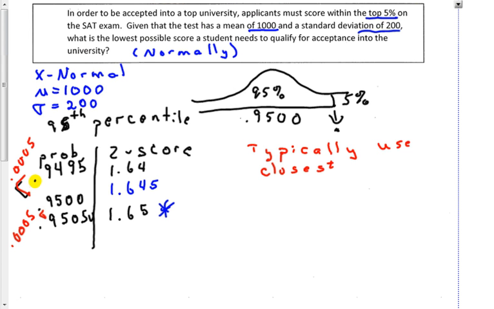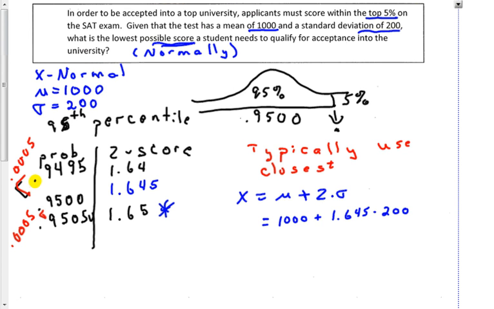But what we were asked for is the actual score, which means that is an x value. And x is equal to mu plus z times sigma. It comes from solving the formula for a z-score. So our mu was 1,000. Our z-score is 1.645. And our standard deviation is 200.